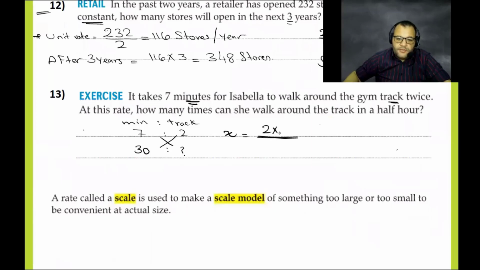Your voice is lagging. Okay, can you see the screen? 2 times 30 divided by 7. 30 over 7. Okay. Yes. So it will be 60 over 7, which equals? If you convert to decimal, 8.57.